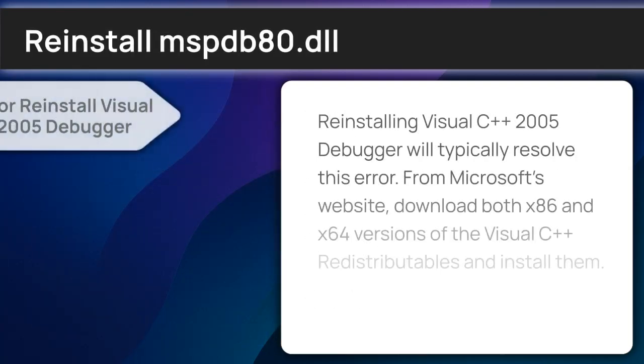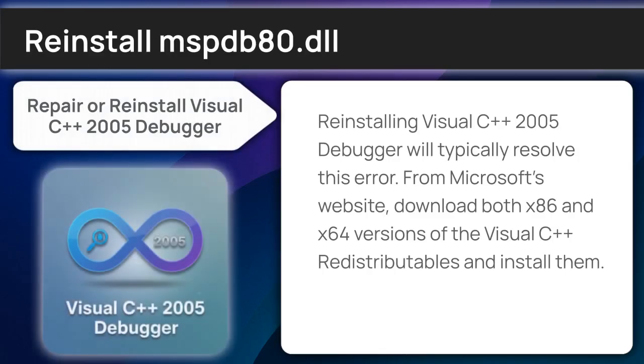Reinstalling Visual C++ 2005 Debugger will typically resolve this error. From Microsoft's website, download both x86 and x64 versions of the Visual C++ redistributables and install them.